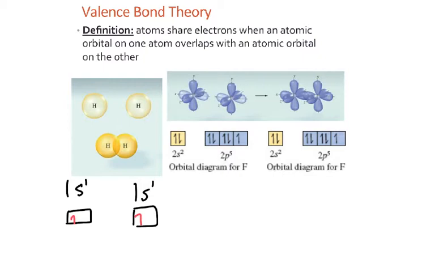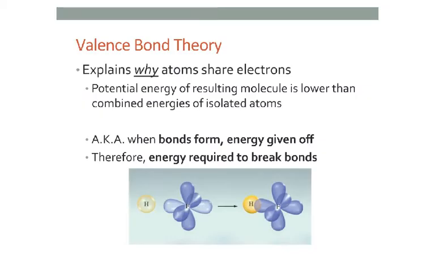Another thing I want you to notice, if you haven't noticed already, is that when we're referring to s orbitals, s is indicated with yellow. When we're referring to p orbitals, p is indicated with that bluish purple color.